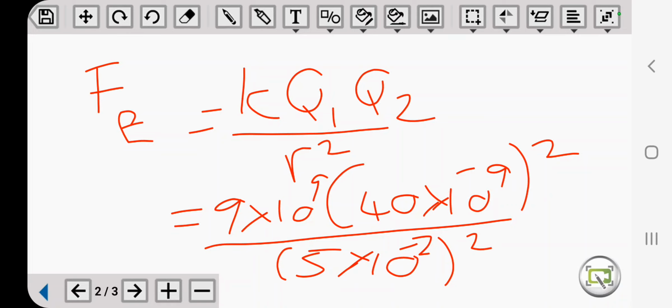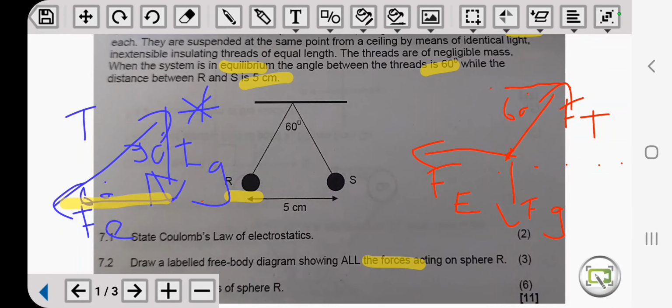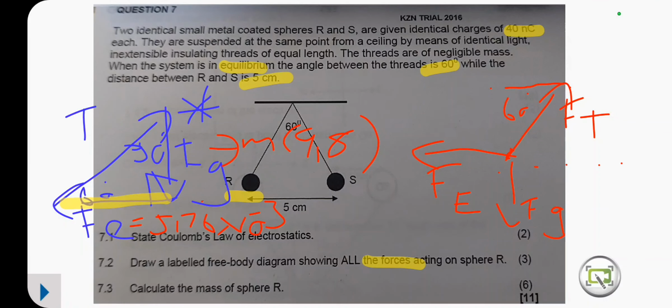Now let's go and take this and place it into a little triangle. So Fe being 5.76 times 10 to the power of negative 3. Right, we know that Fg is mass times gravity, which is 9.8. Now let's say that Fg over sine 60 is equal to Fe over sine 30.